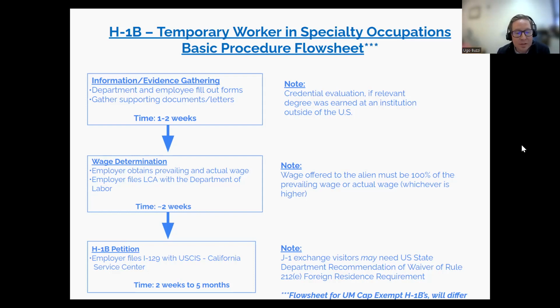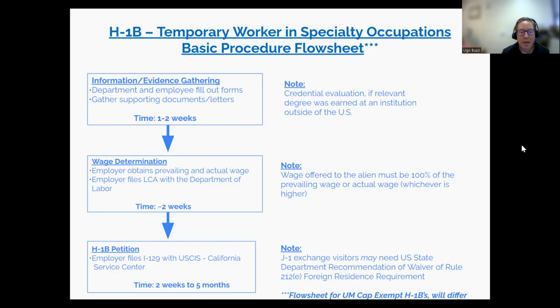One other thing to note there, it says J-1 exchange visitors may need a U.S. State Department recommendation of waiver of Rule 212(e) foreign residence requirement. Now, I know that John had asked, and there are some on this call that are J-1 students. It's possible you may be subject to that two-year home residency requirement. If that's the case, then we cannot file an H-1B for you unless you have a waiver of that requirement or satisfy that requirement by spending at least 2 years in your home country. Waivers right now are taking about 6 to 8 months to be completed. And until we have that recommendation letter from the Department of State, we wouldn't be able to proceed with that H-1B.